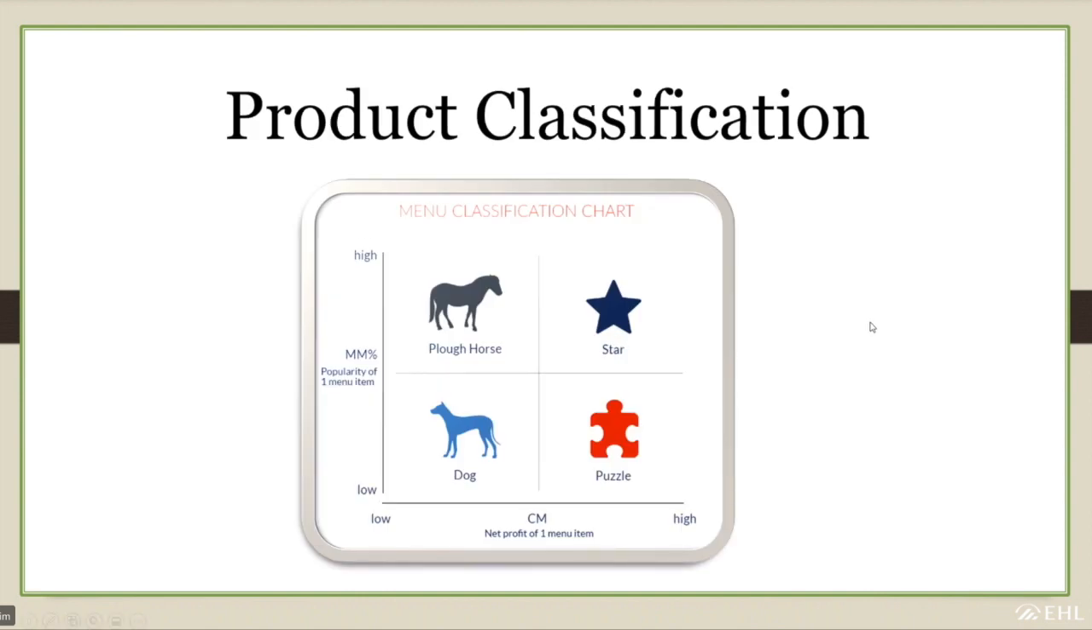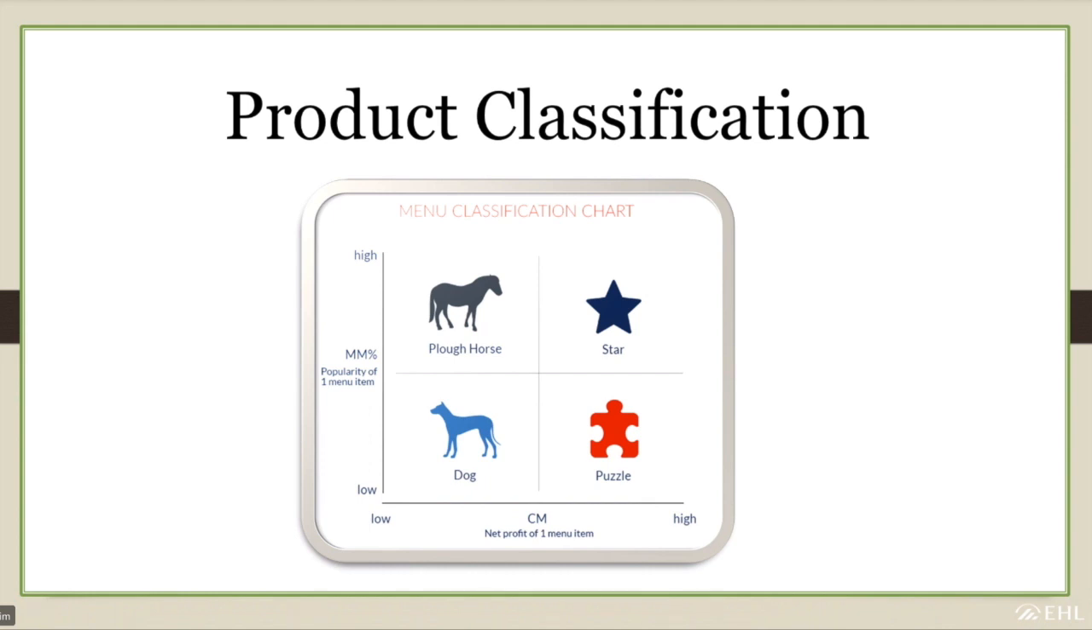Here we go. We have the product classification. This is what you all know: plow horse, dog, puzzle, and star. Star is high profitability, high popularity. Puzzle is high profitability but low popularity. Dog is low on both, and plow horse has low profitability but is very popular. So that's how you can classify. If you have the average, you can place items either above or below the lines, depending.